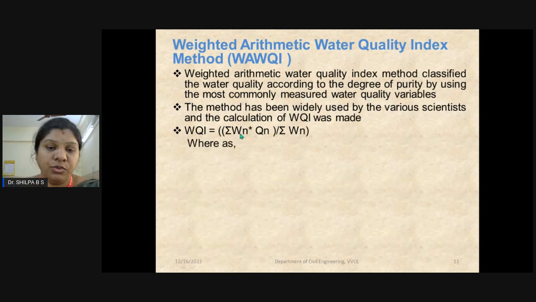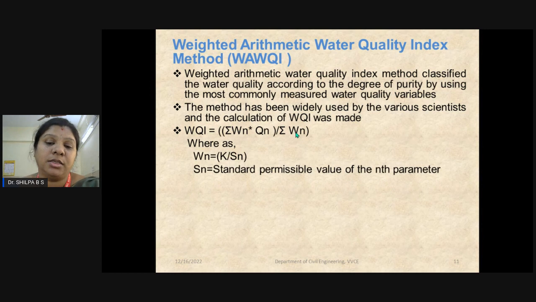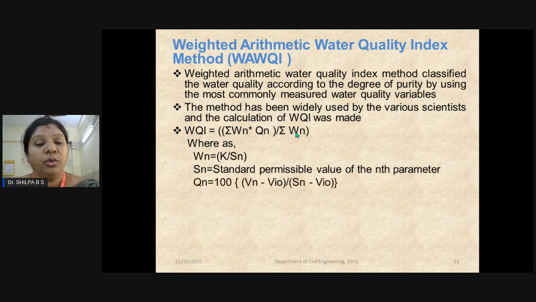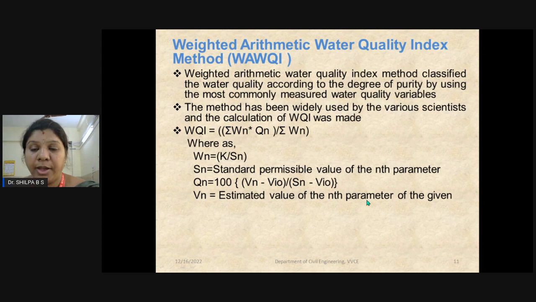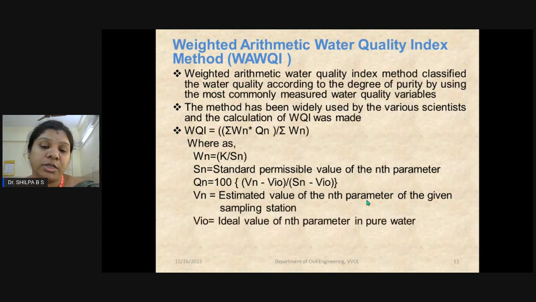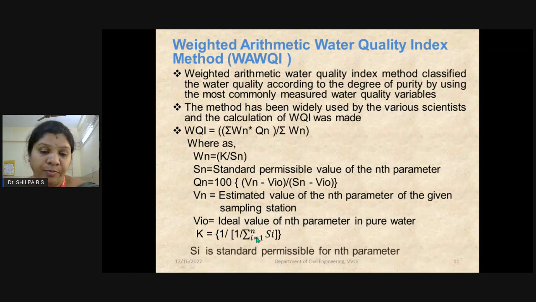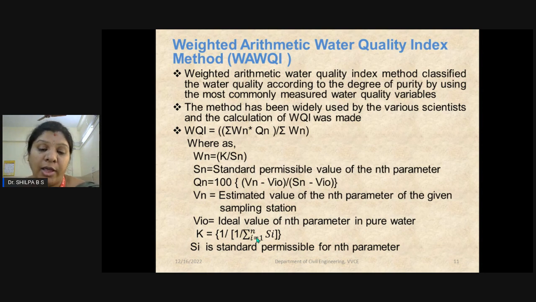This is the formula used in calculating the WQI: sigma Wn into Qn divided by sigma Wn, where Wn is K by Sn. Sn is the standard permissible value of the nth parameter, and Qn is calculated using the relation 100 into (Vn minus VIO) divided by (Sn minus VIO), where Vn is the estimated value of the nth parameter at the given sampling station, whereas VIO is the ideal value of the nth parameter in pure water. The K value is calculated using the relation 1 divided by sigma 1 by Si, where i varies from 1 to n, and Si is the standard permissible value for the nth parameter.